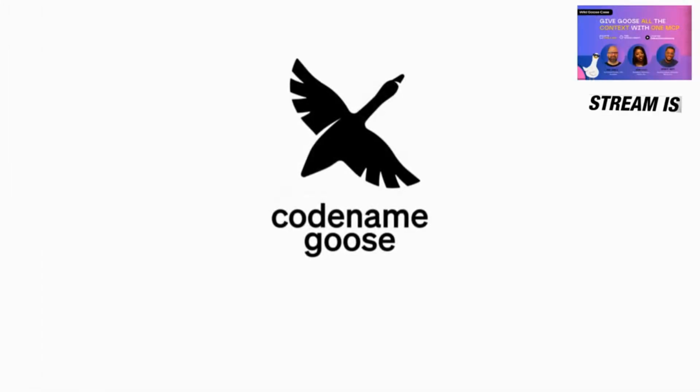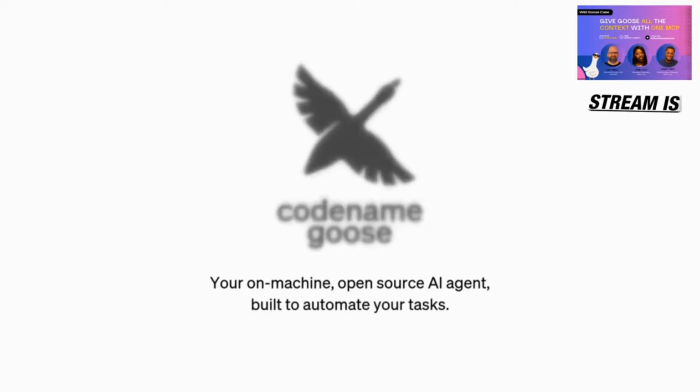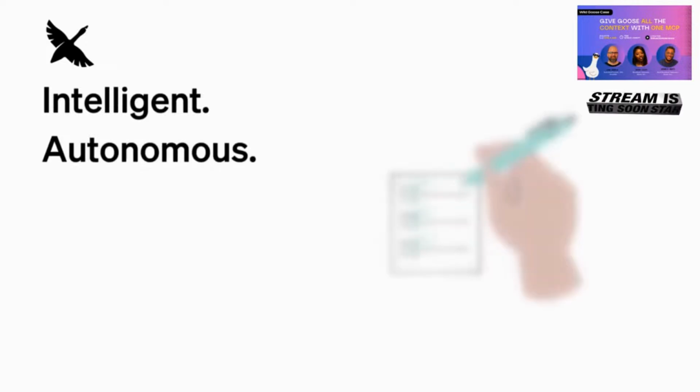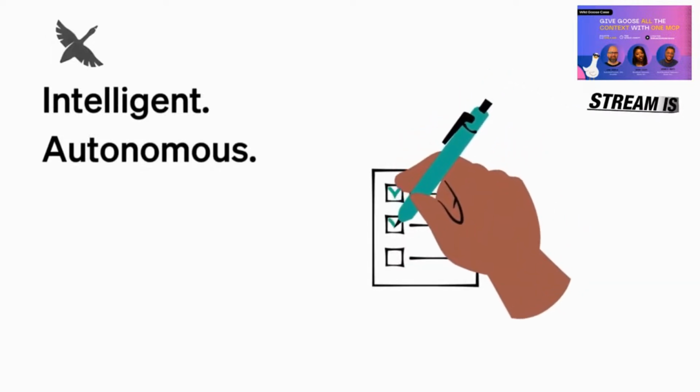Meet Codename Goose, your on-machine open-source AI agent, built to automate your tasks. Codename Goose is an intelligent and autonomous agent capable of handling complex tasks thanks to its core features.